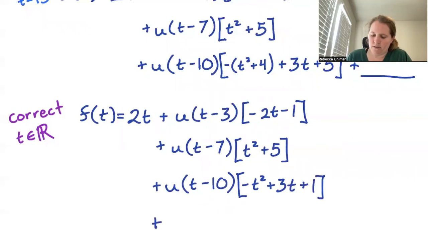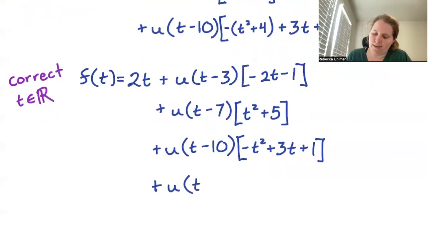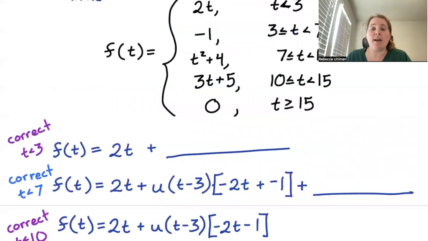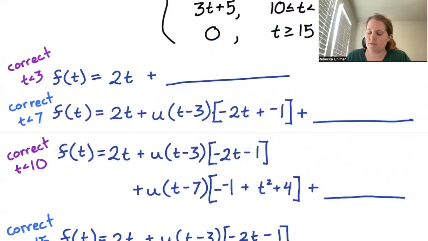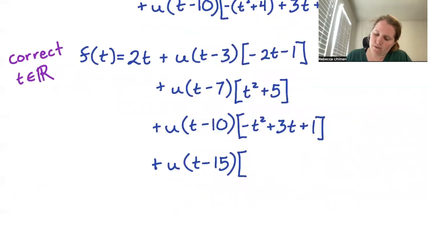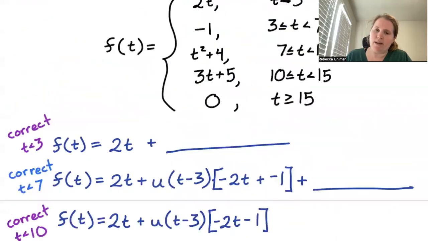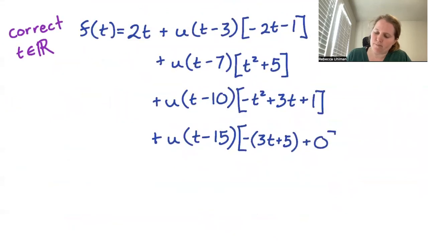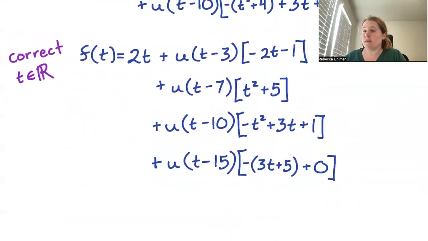And then our last correction, we are trying to correct for anything beyond 15. So we will do u of t minus 15. Our previous target was 3t plus 5, and our final target is 0. So we would do negative our previous target, so negative and then 3t plus 5 in parentheses. And then we need to add on our new target, so we'll just do plus 0. And this is equal then to that piecewise function we had.